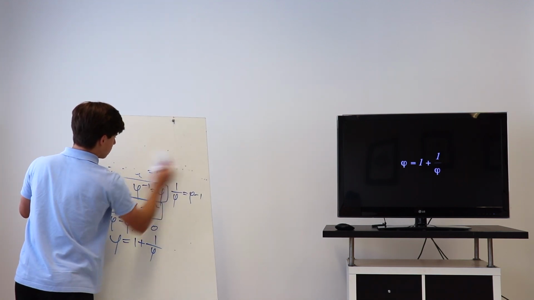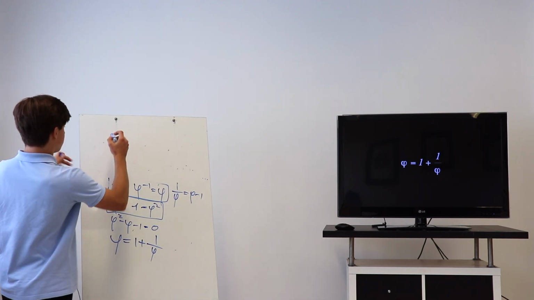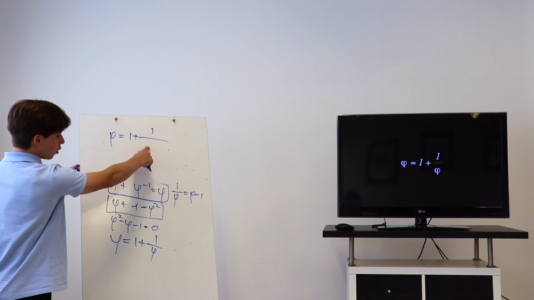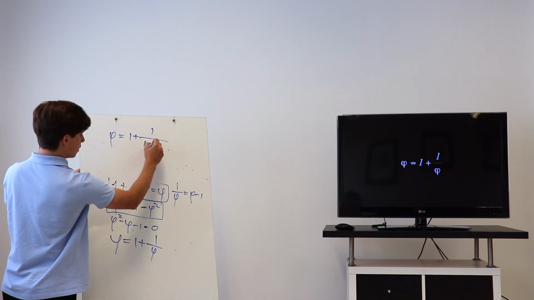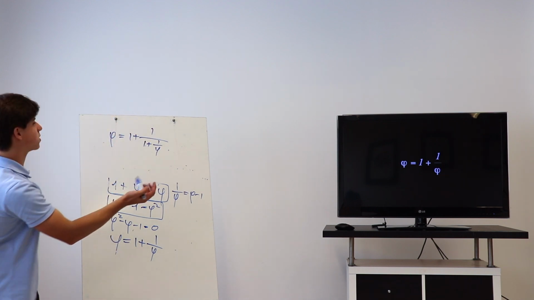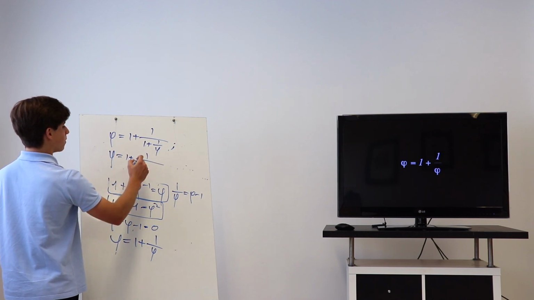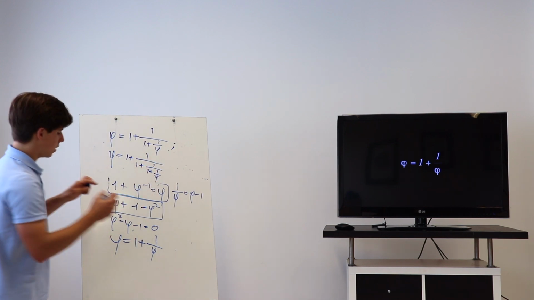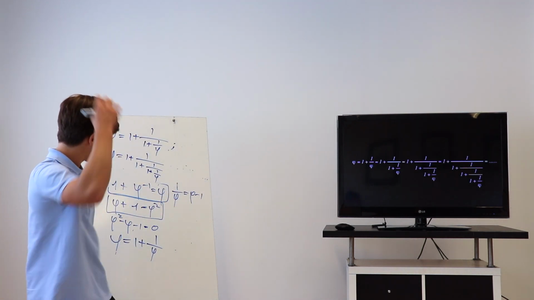And this here is very interesting because this means that phi equals 1 plus 1 divided by phi. And what is phi? It is the same as this one. It is 1 plus 1 divided by phi. This is phi, so we can substitute it. And then we can continue. Phi equals 1 plus 1 divided by 1 plus 1 divided by phi, which is 1 plus 1 divided by phi. Then we could continue infinitely.